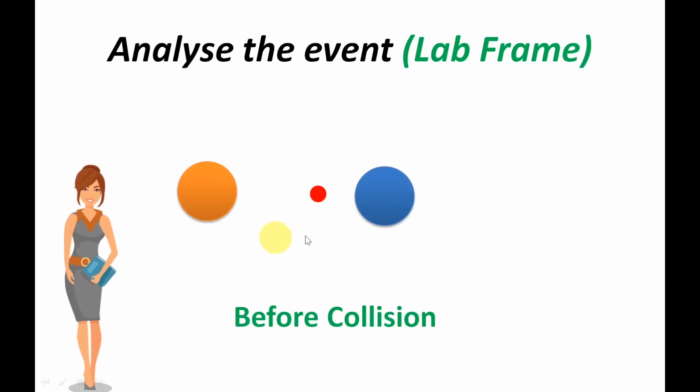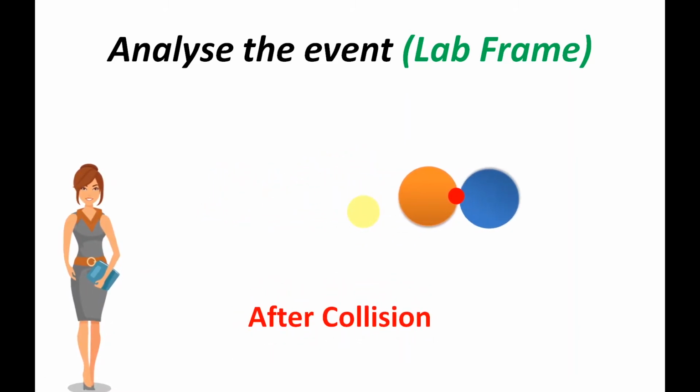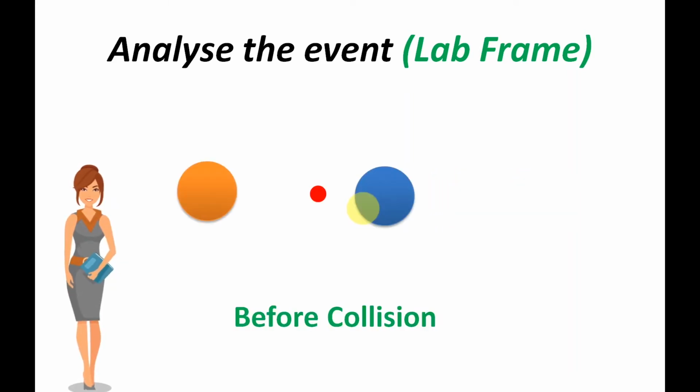Now, some of you may be confused: what will be the velocity of the center of mass before collision? For this, we can employ another formula from mechanics. According to this formula, the final momentum or the initial momentum is always equal to the mass of the system times the velocity of the center of mass. So this is the formula we can employ. I will repeat it again: the initial or final momentum of the system is always equal to the mass of the whole system times the velocity of the center of mass.